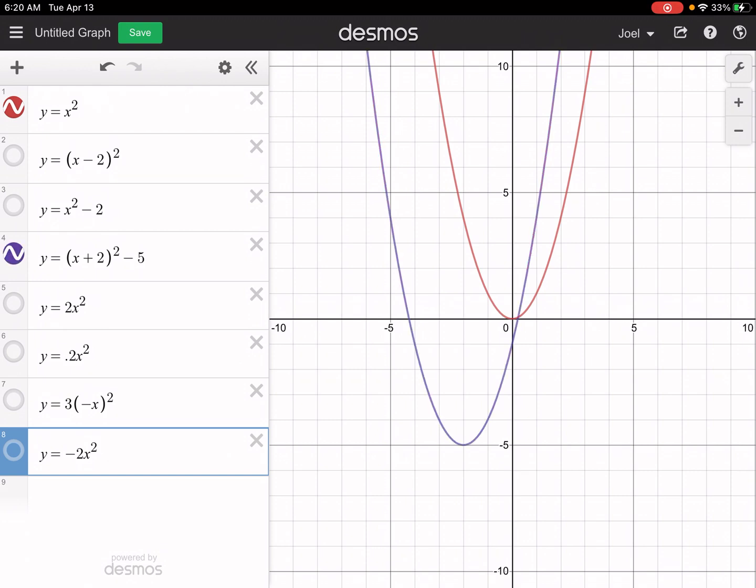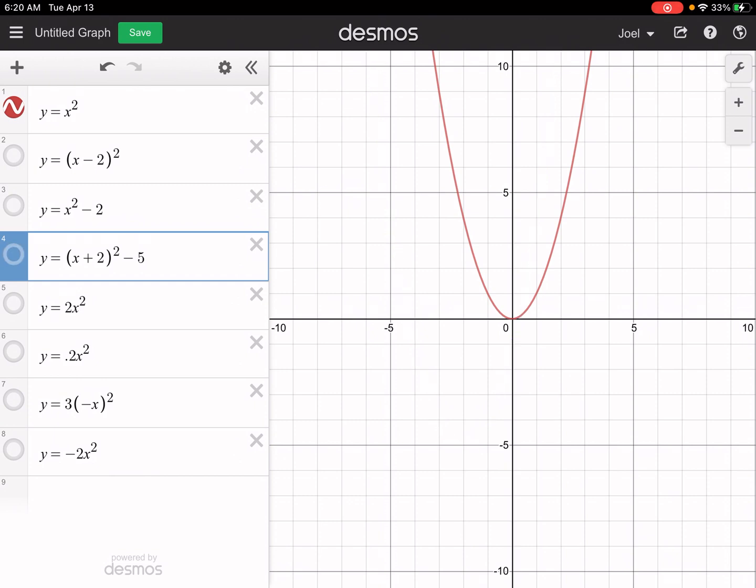All right, so if I look at number 4 now, notice what it did. It moved over to the left 2, because that's what makes that parentheses go to 0, and then it moved down 5. Okay, so the vertex would be at negative 2, negative 5 in that particular case. All right, so that's number 4. Now what I want to show you guys is what happens when I modify that x squared term, and you've seen this a little bit already.